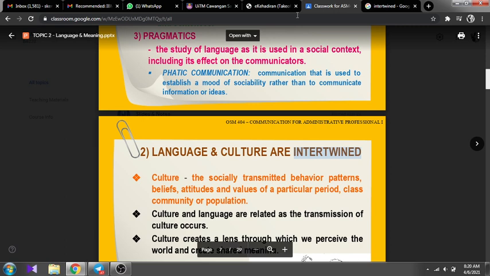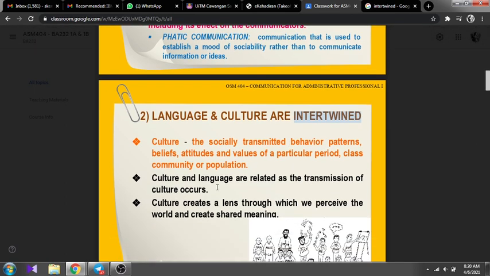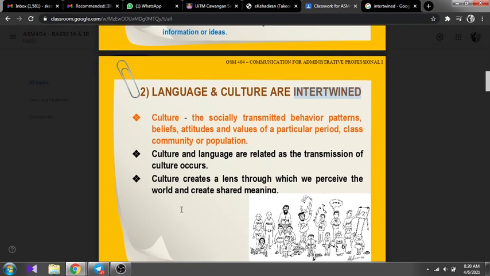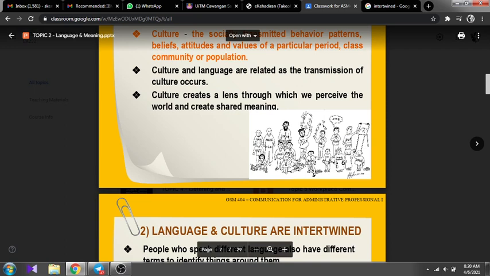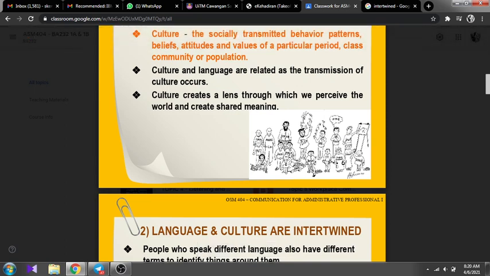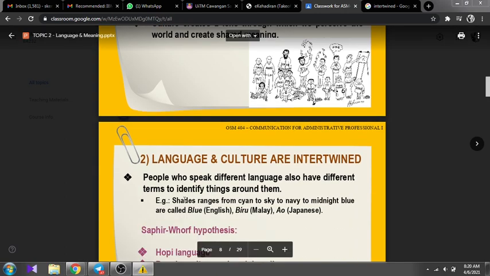As you know, the Chinese writing has its own style, and it reflects the symbols, the things in the surroundings. Culture and language are related as the transmission of the culture occurs. Culture creates a lens through which we perceive the world and create shared meaning. So yes, you learn the language, you learn the culture. Who is responsible for starting the creation of their books, or their writings? Sorry, my RAM, I think.